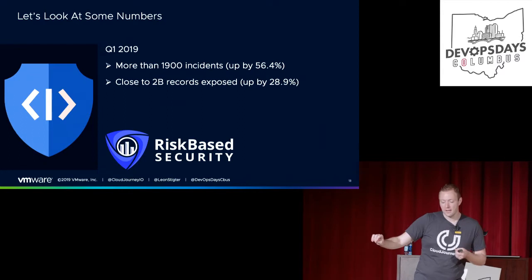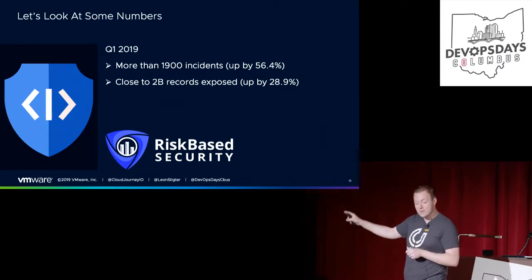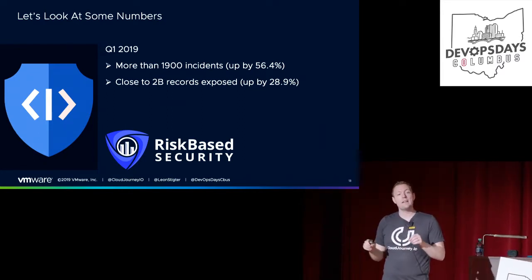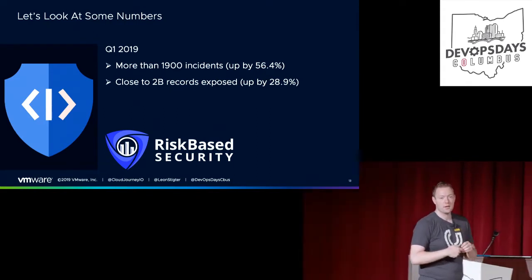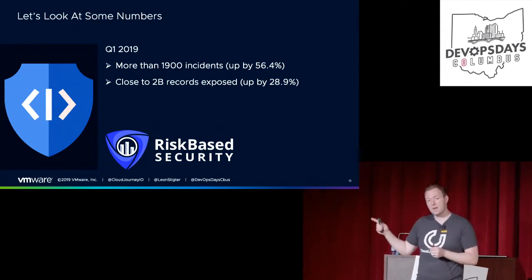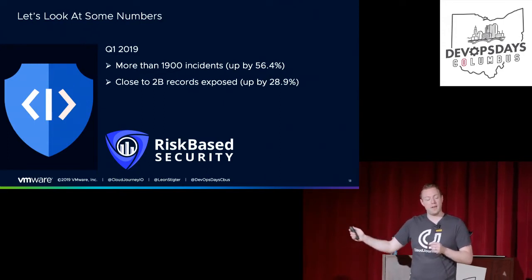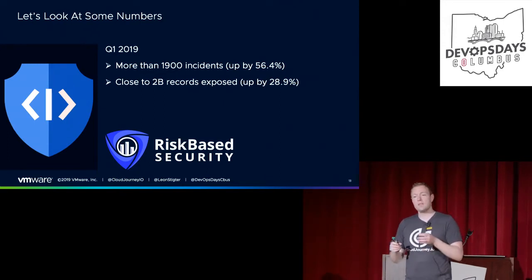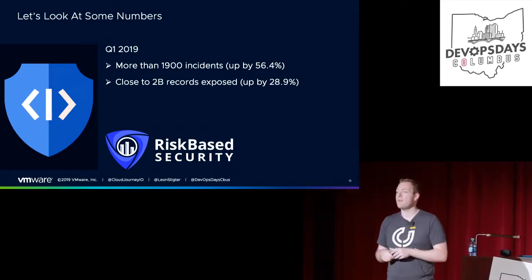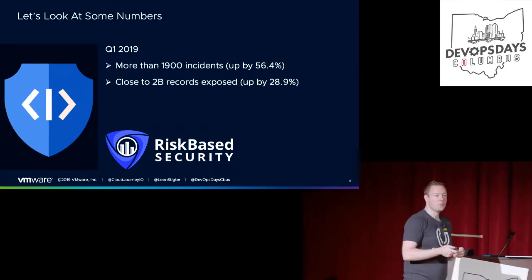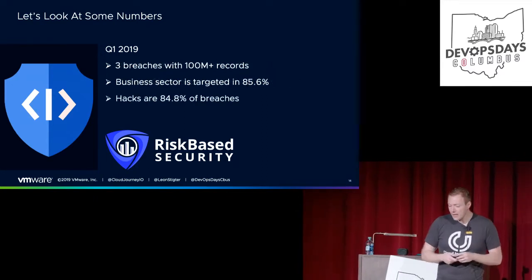That is massive. And in those 1,900 incidents, more than 2 billion identity records were compromised. That is up by almost 30%. That, to me, is massive. I mean, almost 2 billion PII records, personal identifiable information, that was exploited.